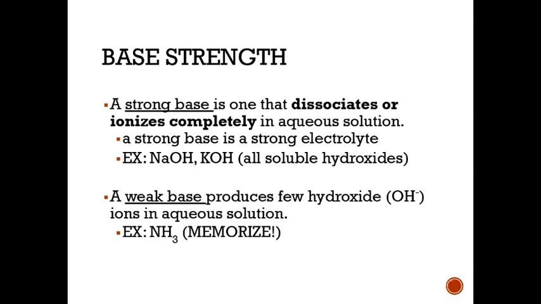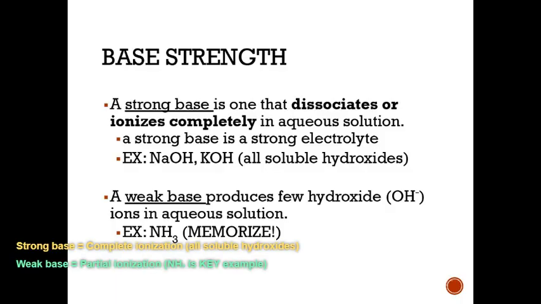Now we're shifting from acids to bases, and the same principle applies. A strong base completely dissociates in water. Think of it like NaOH or KOH, which break apart into ions entirely. These are strong electrolytes. On the flip side, weak bases like ammonia only produce a small number of hydroxide ions.